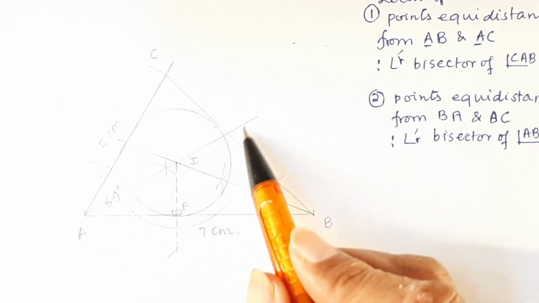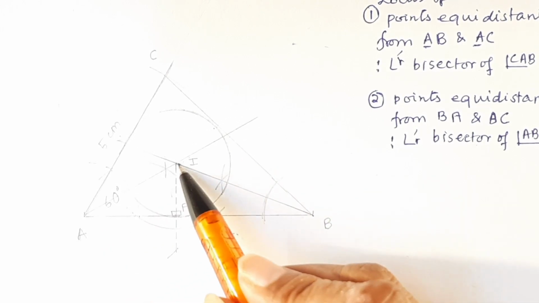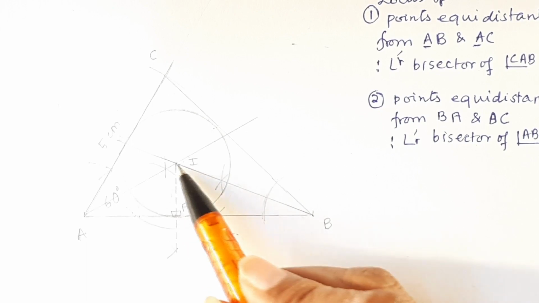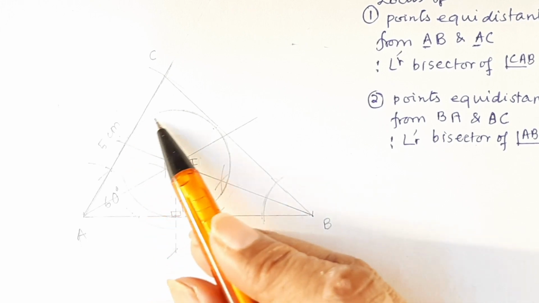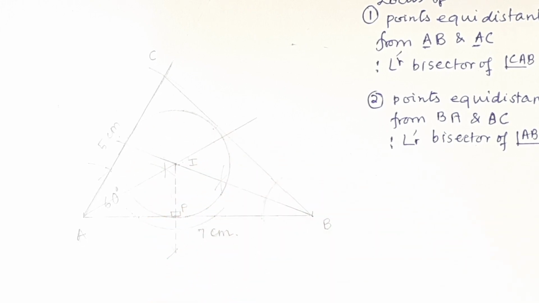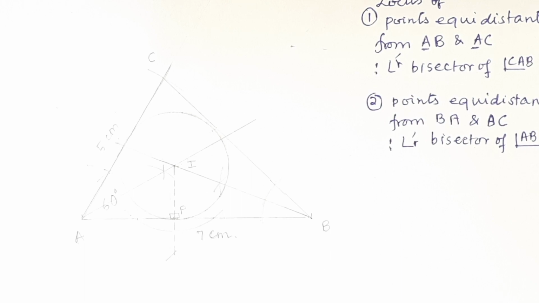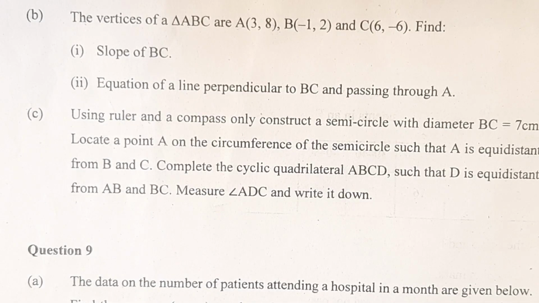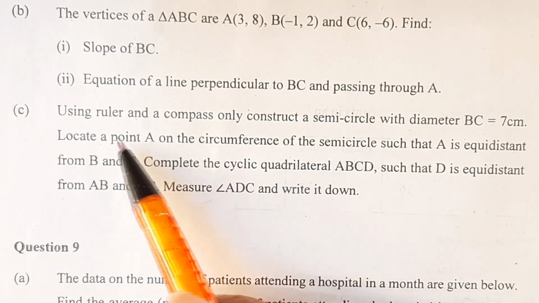So be very careful when you are drawing the angular bisectors, and then take exactly the same radius and make sure that the point of the compass stays exactly here, and then you can draw the circle which will touch all the sides of the triangle. That completes our construction. Our second question is from 2019, question number 8C.